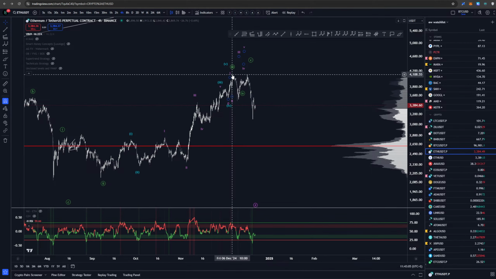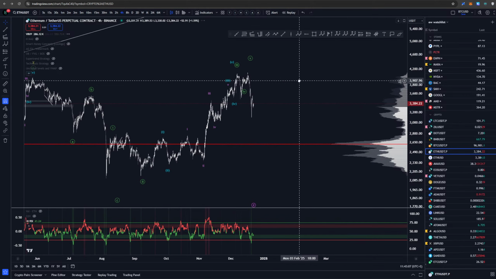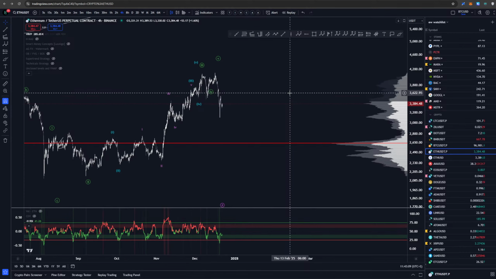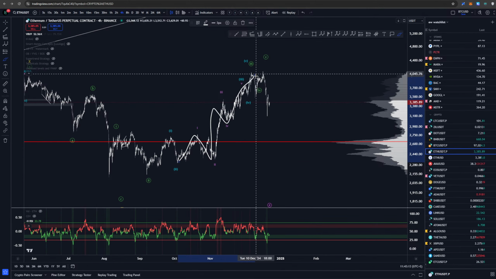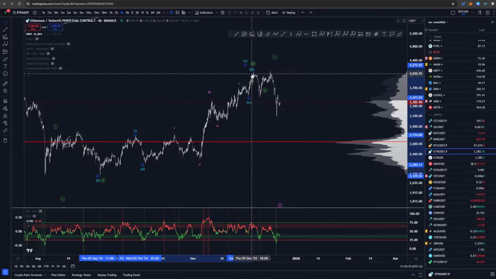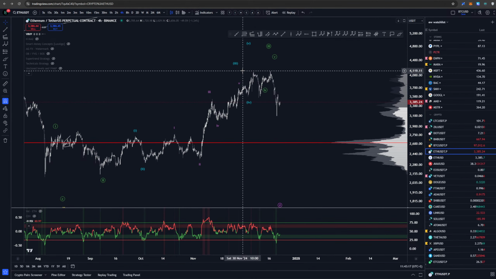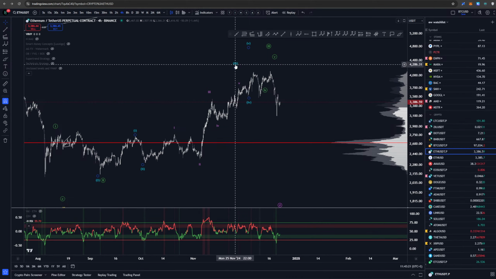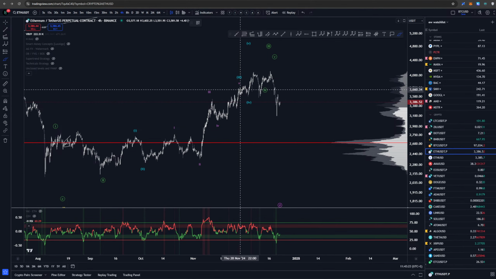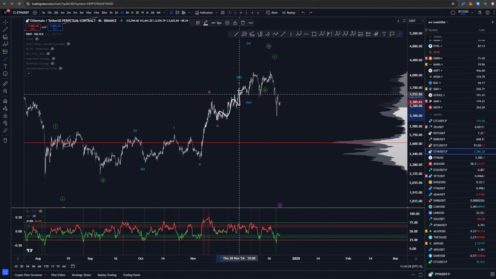So let's try to fix the ETH chart that we have. We had a 1-2 here, 3, 4. Ooh, I think this 3 might be someone here actually, because we have gone up. Well, there is a 3 wave here. It's quite small though. 1, 2, 3, 4, 5.